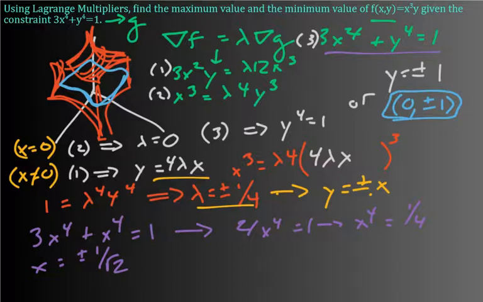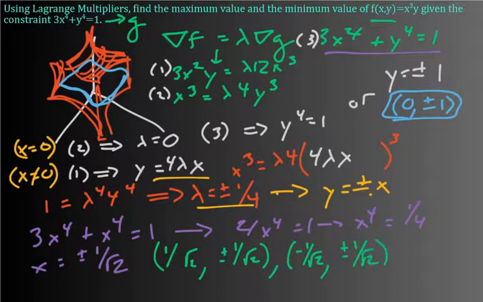You have x is plus or minus 1 over root 2, y is plus or minus x, right? So this is enough to get my final point here, or final points, I should say. Basically, the last few points would look like this. It'd be like 1 over root 2, comma, plus or minus 1 over root 2, and then negative 1 over root 2, plus or minus 1 over root 2, right?